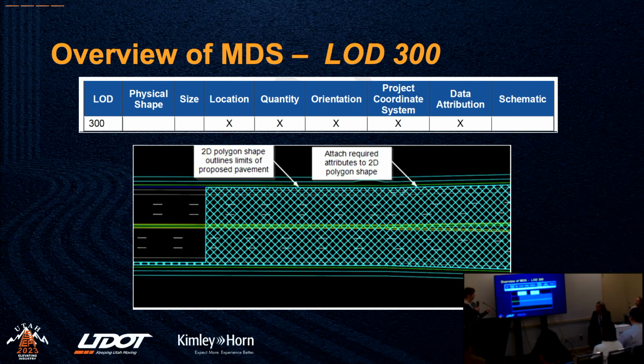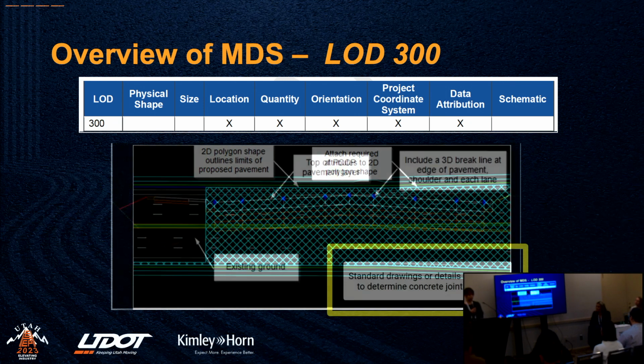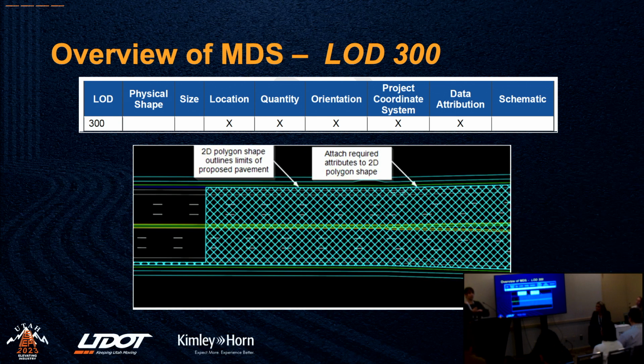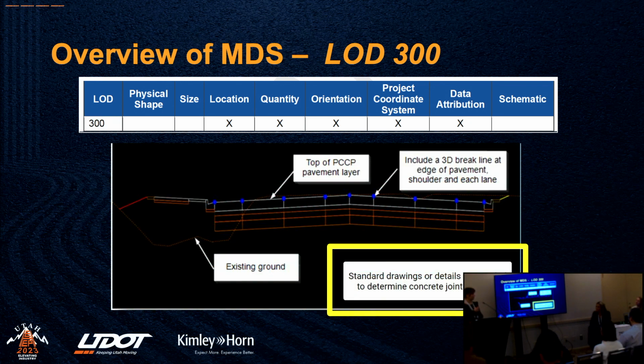This is a 2D representation, and I'll toggle back and forth here. And then this is the 3D. So in 2D, we're defining the limits of the concrete pavement. We also have data attributes attached that list out the spec number and different information that UDOT included in the design. And then in 3D, we have the 3D break lines, so basically every point on that concrete surface that you would need to build it is included in the model.